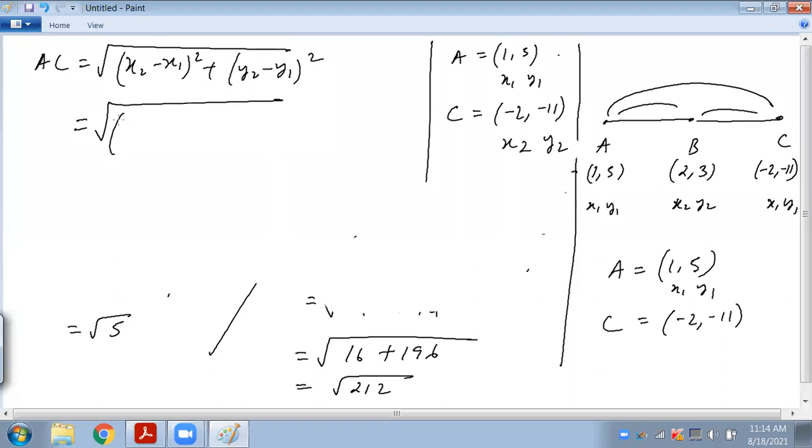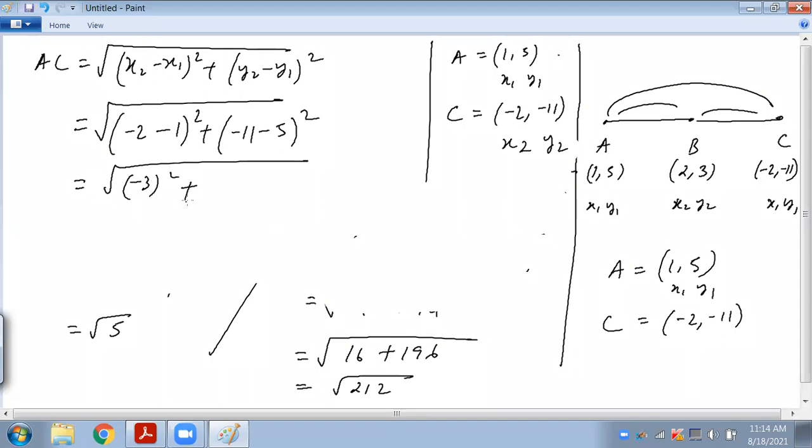Now put the values. x2 is how much? -2. Minus x1 is how much? 1. Again, y2 is how much? -11. Minus y1 is how much? 5. So it is how much? -3 square plus -16 square. So it is coming out 9 plus 256. And 9 plus 256 is 265.